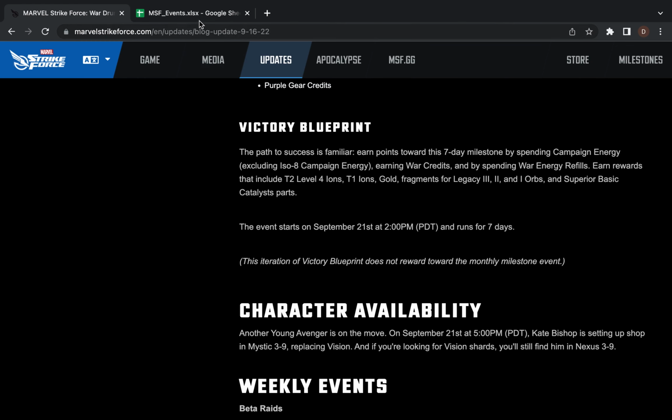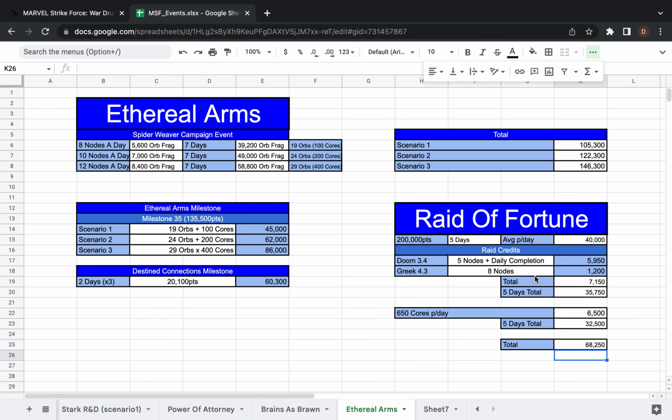Also, I know a couple of people have been asking, I just want to throw it in there really quick, the Rate of Fortune milestone. It's a waste of time. I wouldn't even bother with it. As I was looking at it, you have to average about 40,000 points a day to finish it. With us completing Doom 3.4 every day, Greek every day, you could kind of just take a look at this. I don't want to really break it down too much, like on what you have to do, because it's really unachievable. So through the entire event for raid credits, we're getting almost 36,000.